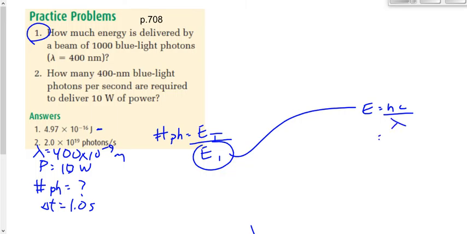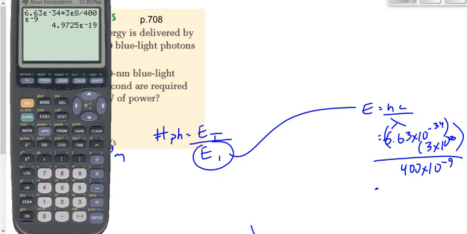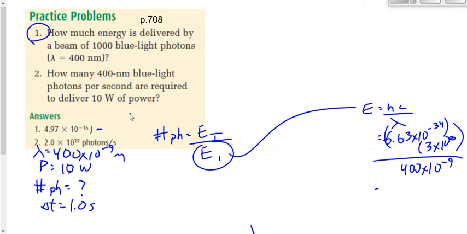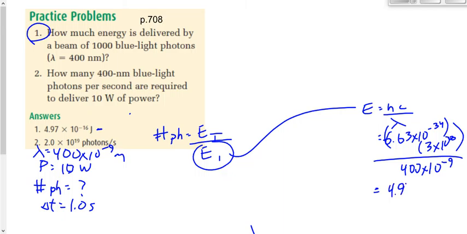So let's do that. Let's say 6.63 times 10 to the minus 34 times 3 times 10 to the 8, divided by the wavelength of 400 times 10 to the minus 9. That gives us the energy of a single photon, which is the same thing as we had in the last one, right? 4.9725 times 10 to the minus 19. Okay, there's the energy for one photon.